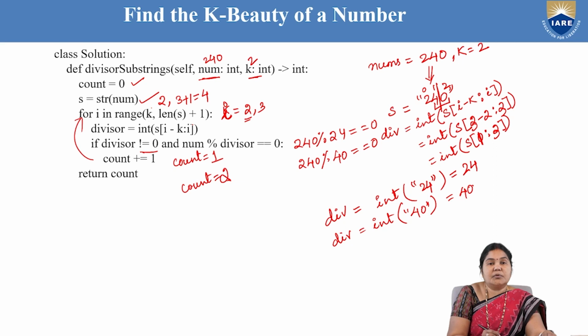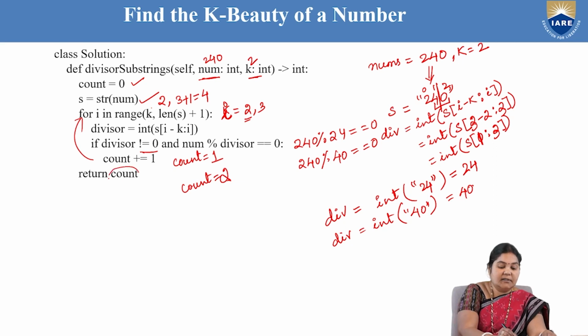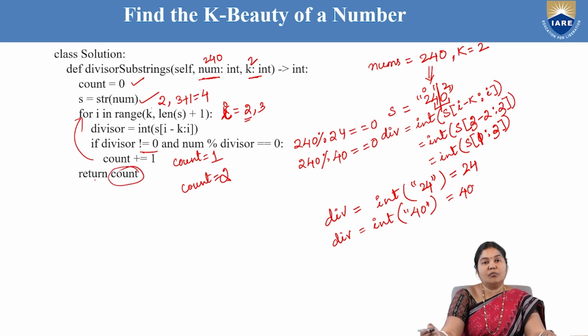Third time my loop is going to stop and I will return the k beauty of a number as the count value, which is nothing but 2. I hope how to find the k beauty of a number using the sliding window approach is understood.